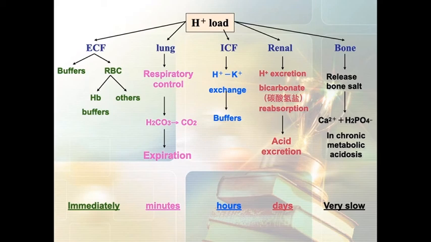Okay, the proton donor and acceptor or receiver. With our extracellular fluid, we have buffers, and RBCs contribute to this. And in our lungs, we have respiratory control. So we can turn the weak acid into carbon dioxide and exhale it out.